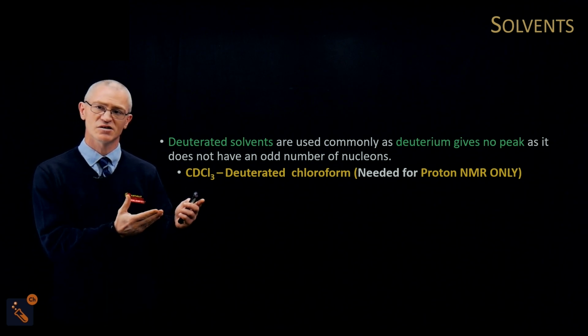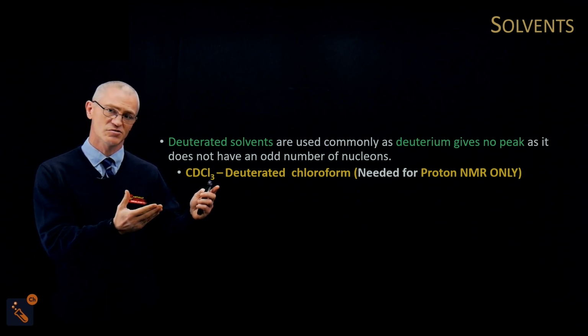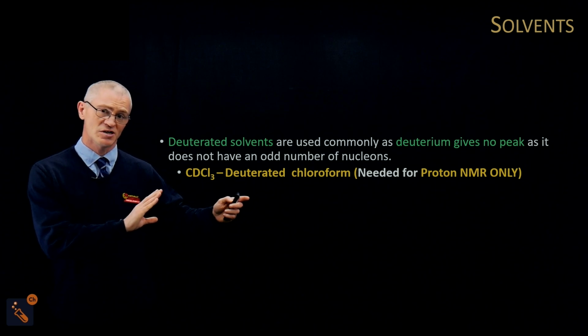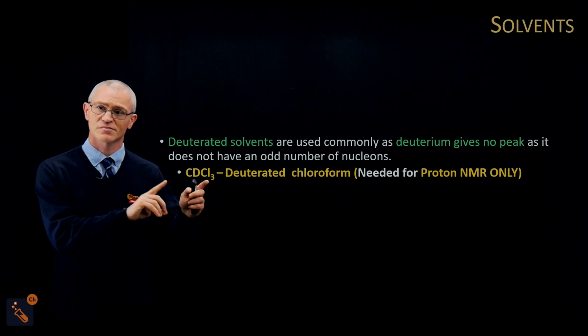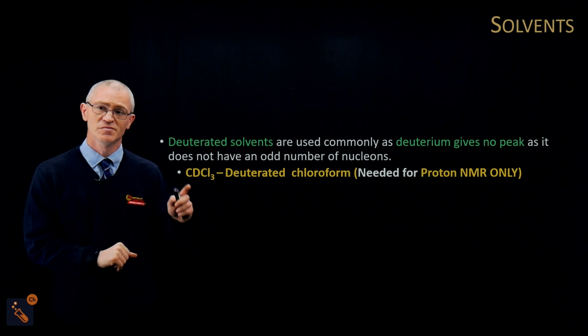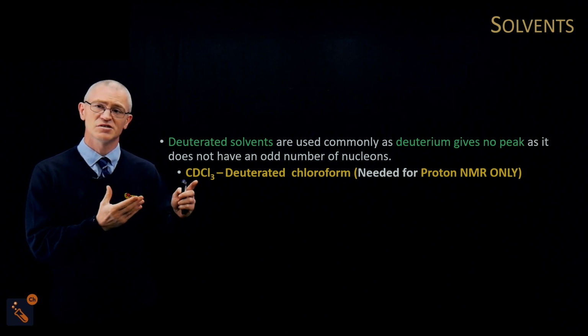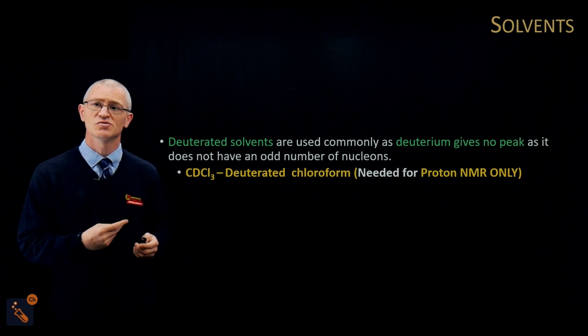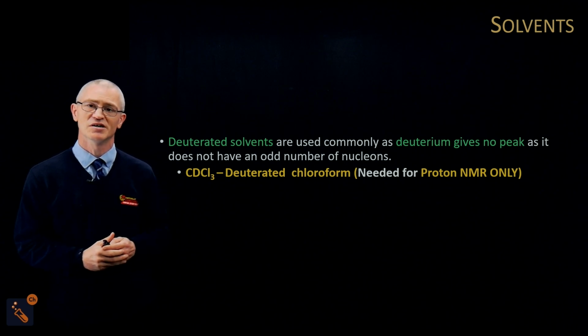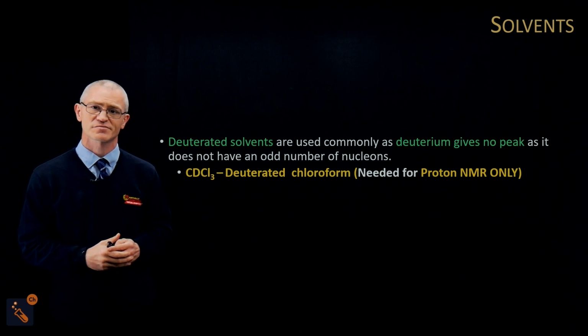Now, the most common one is deuterated chloroform. And again, we're only saying this for proton NMR, hydrogen NMR only. Now, the deuterated chloroform has deuterium instead of hydrogen, and the deuterium has an even number of nucleons. It has 2, okay, so it's not seen by the NMR.